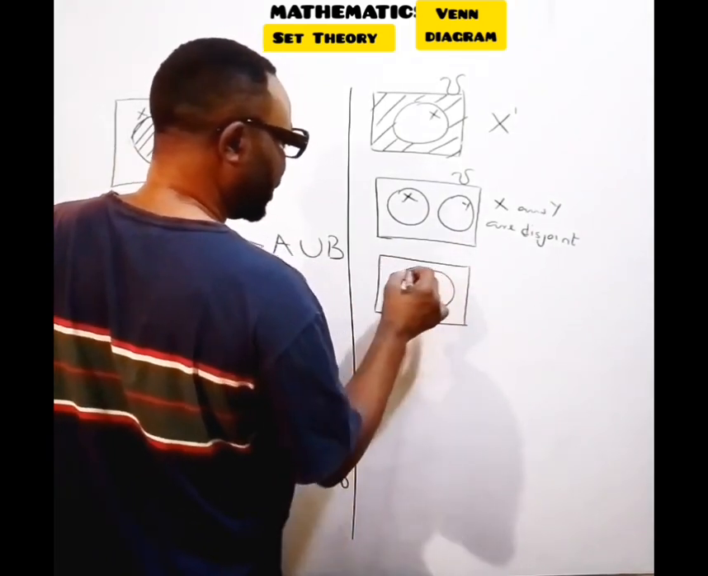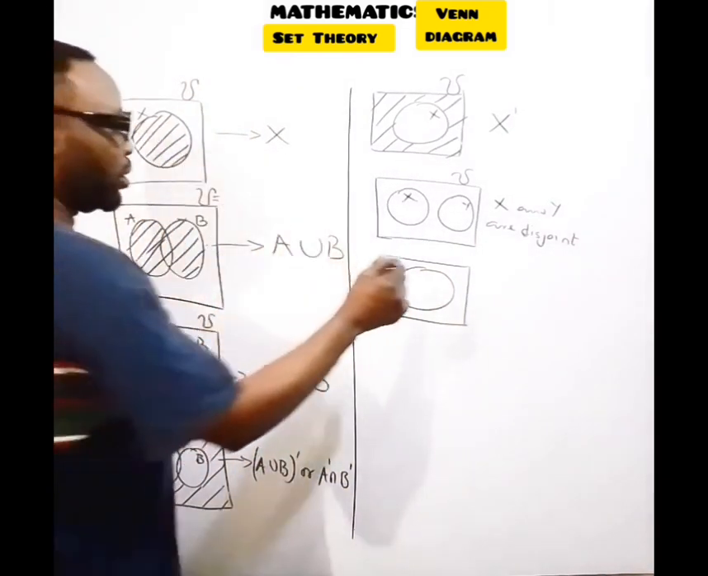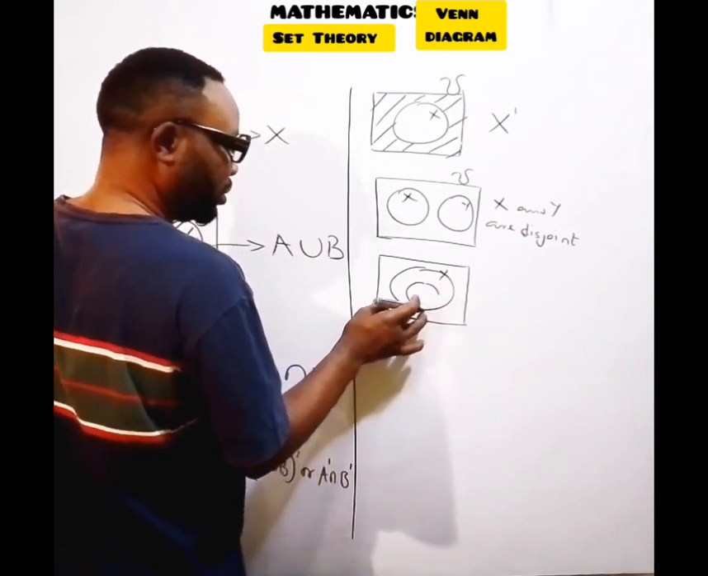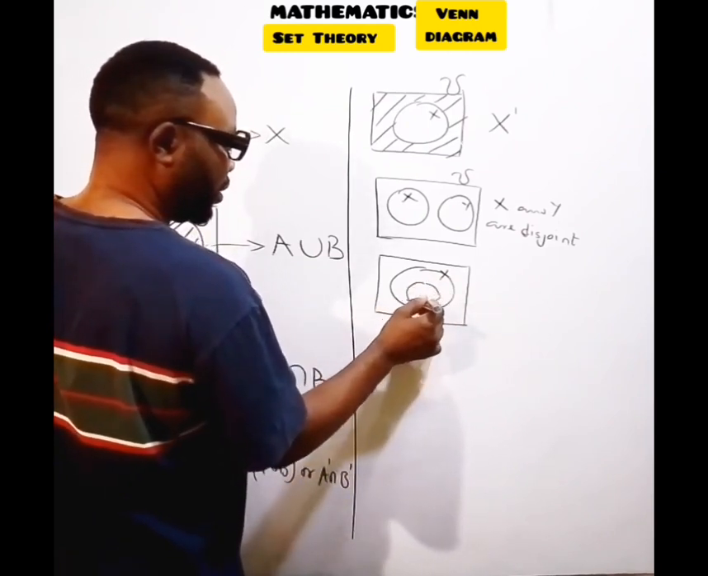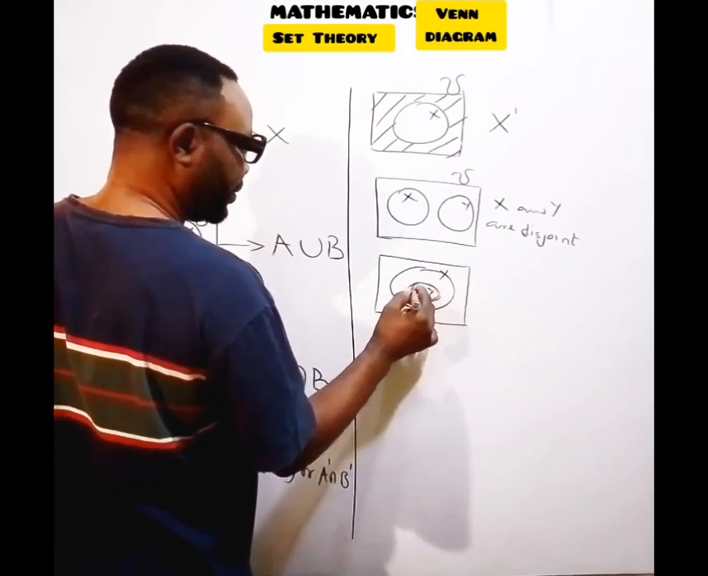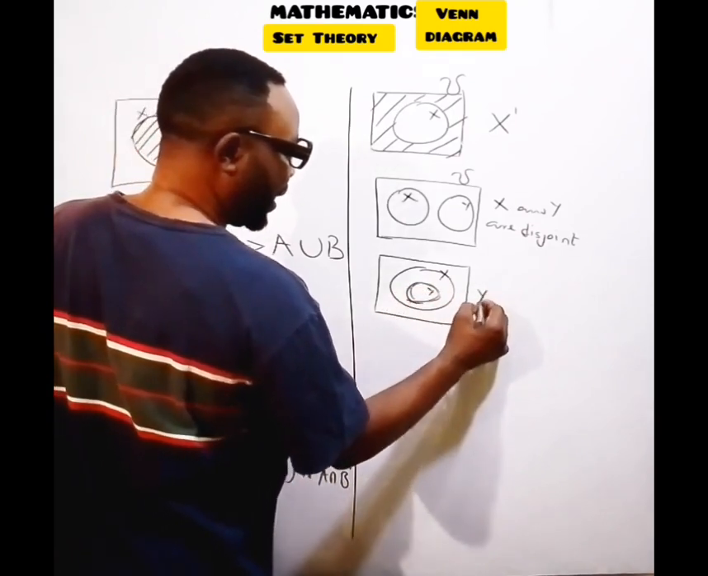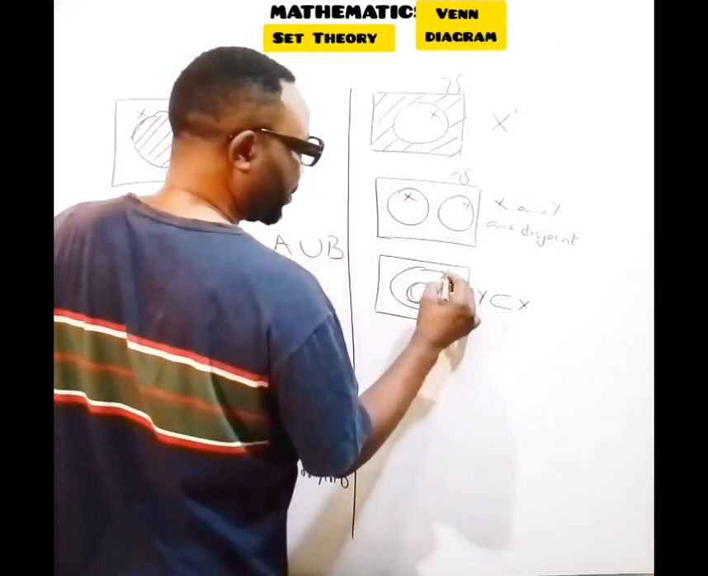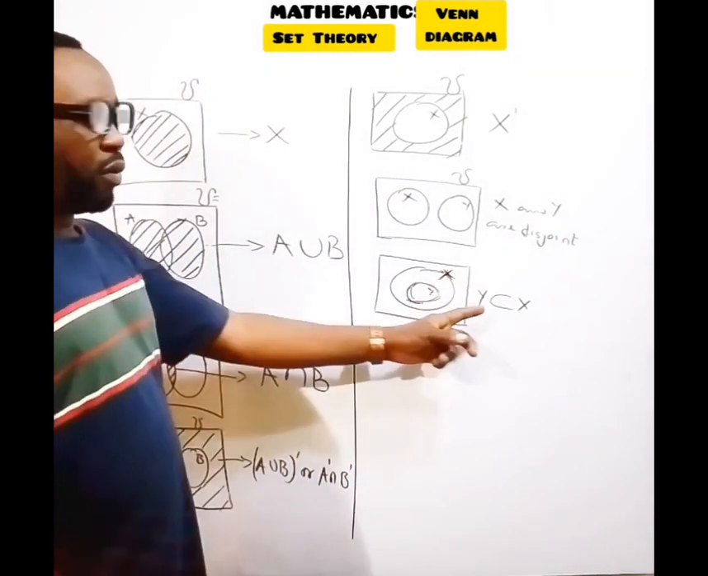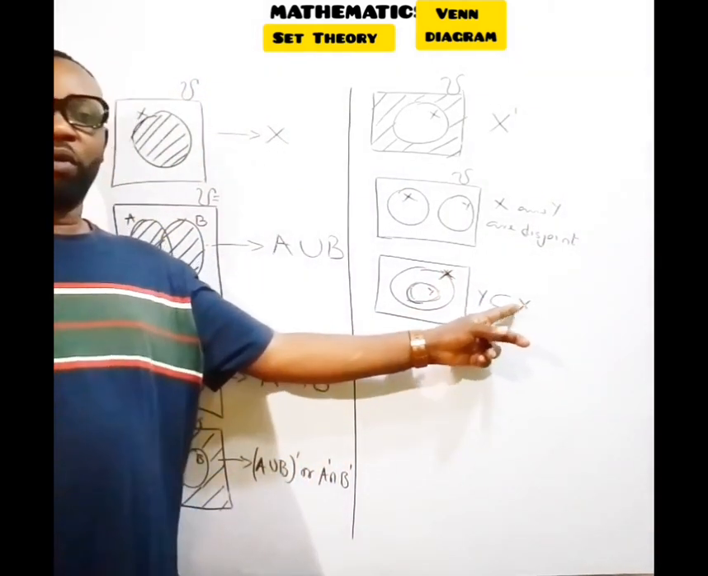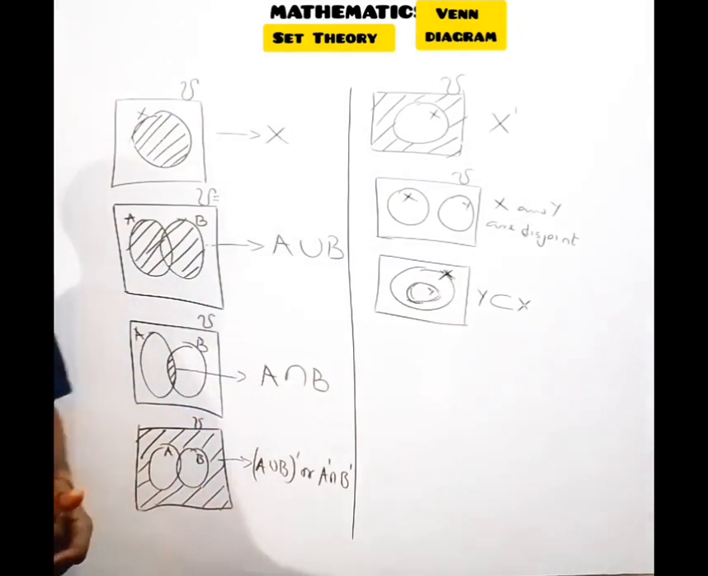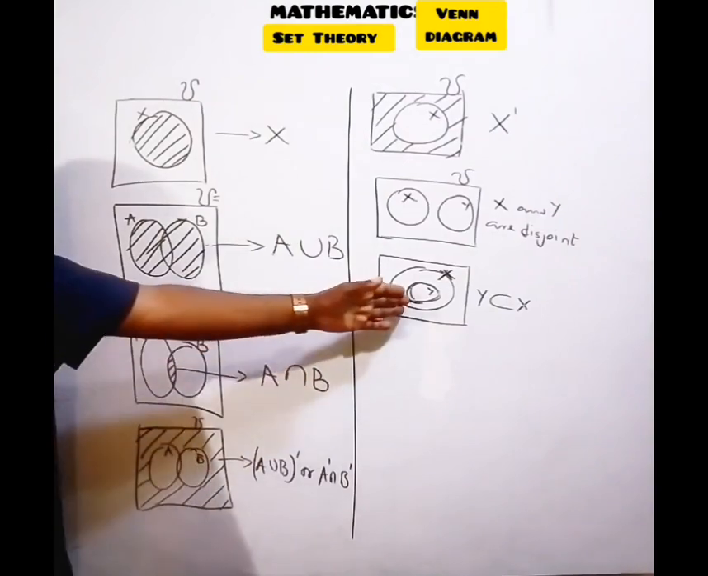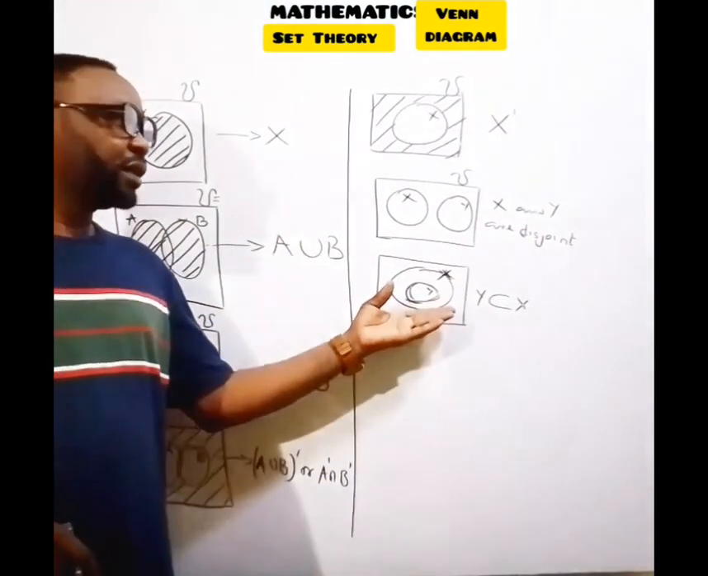Now, if you have a set like this, let's call this one X. And we have another set within it. It must be within, very well. You have another set within, which is Y. This is X, don't forget. It means that Y is a subset of X. That is the meaning of this particular Venn diagram that we have here.